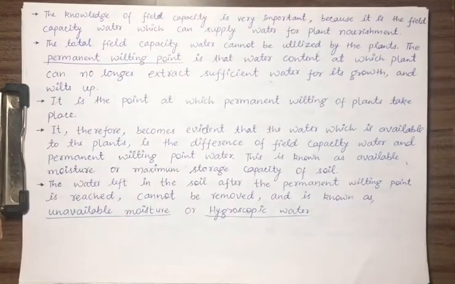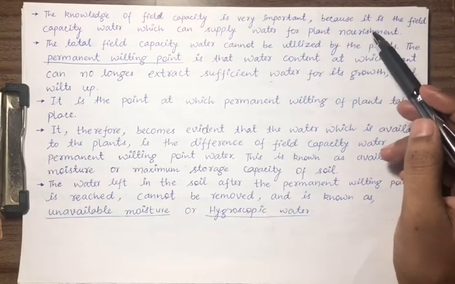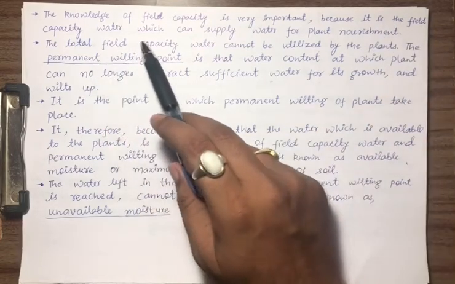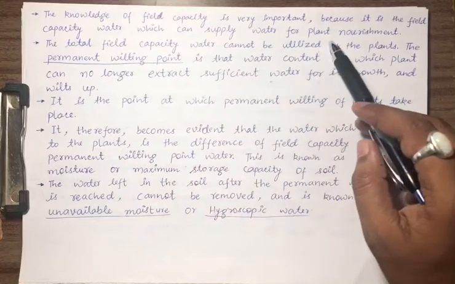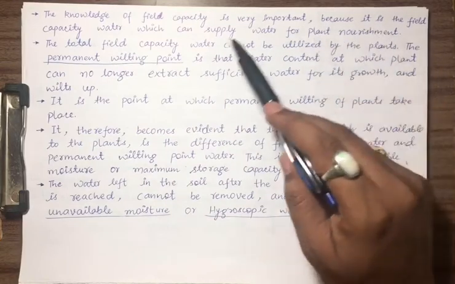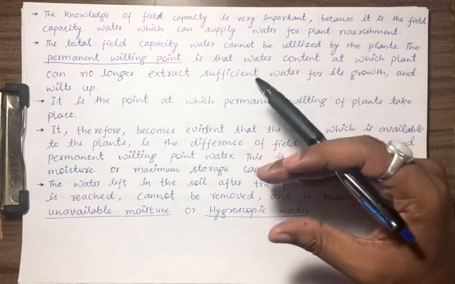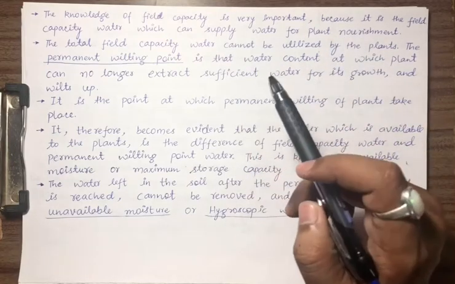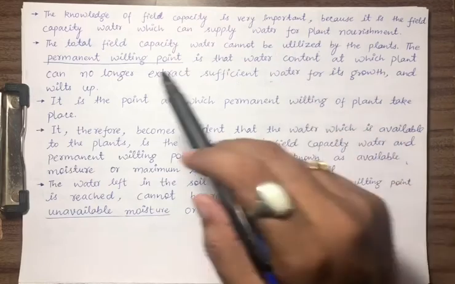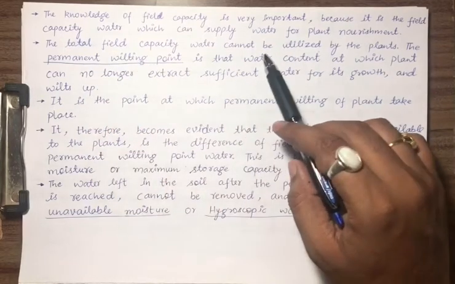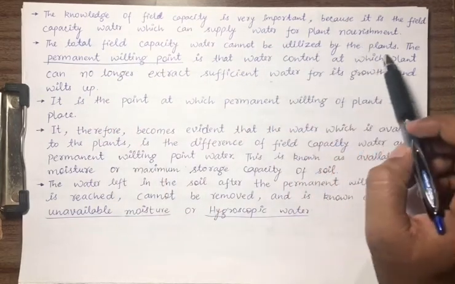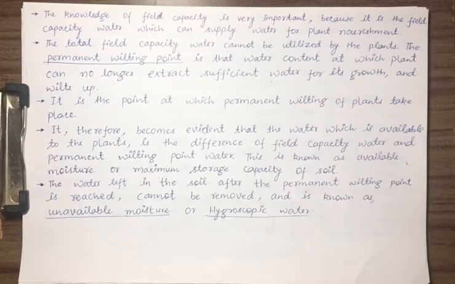So the knowledge of field capacity is very important. Why is it important? It is the field capacity water which can supply water for plant nourishment. So this is field capacity. If the water is up to field capacity, then only the plant will be nourished properly. The total field capacity water cannot be utilized by the plant. This is like 100% utilization is not possible.